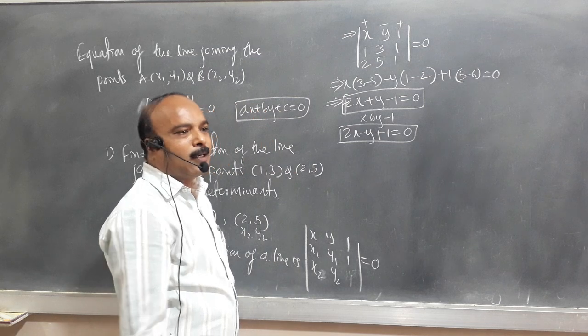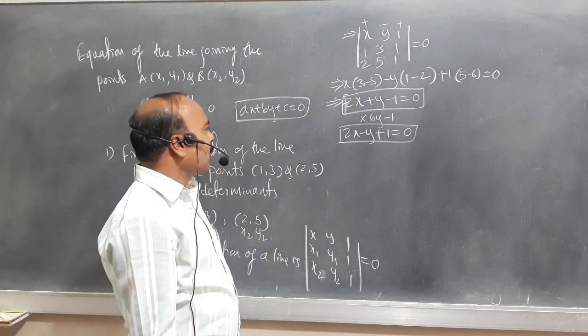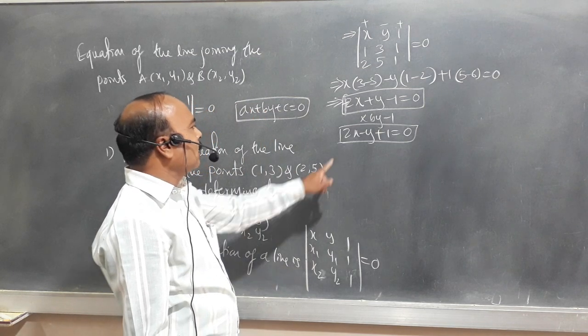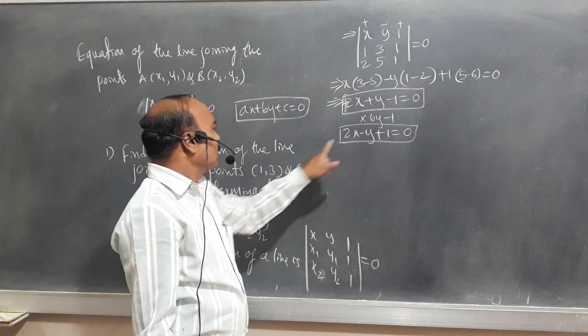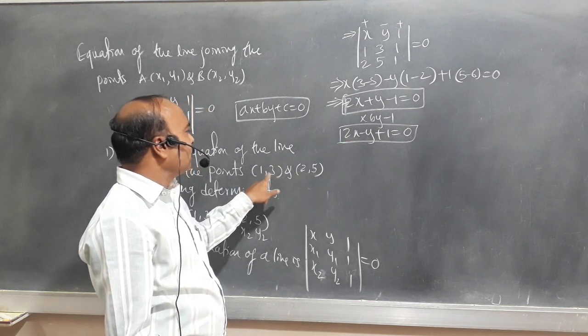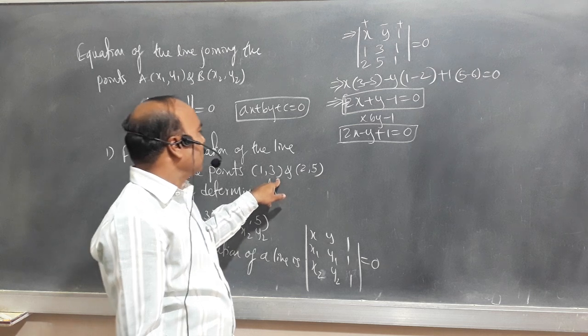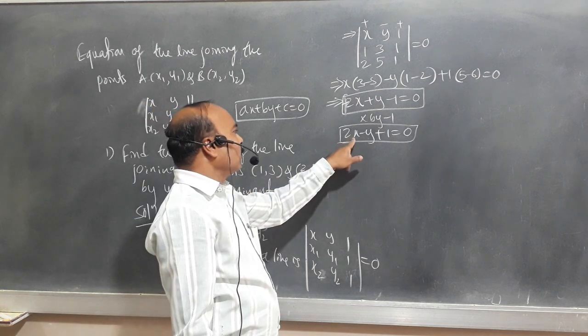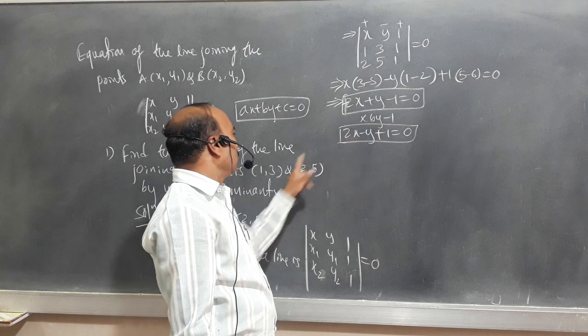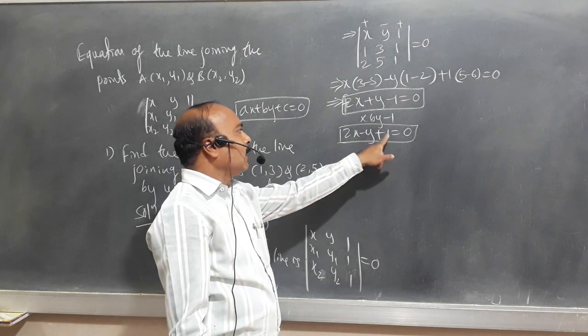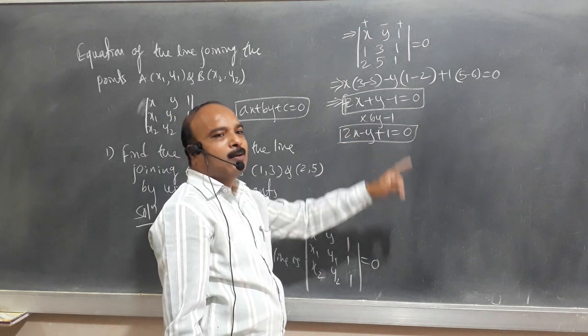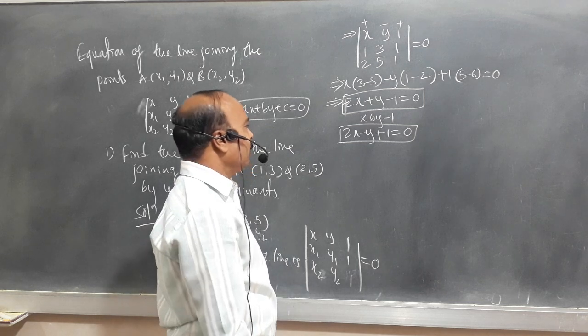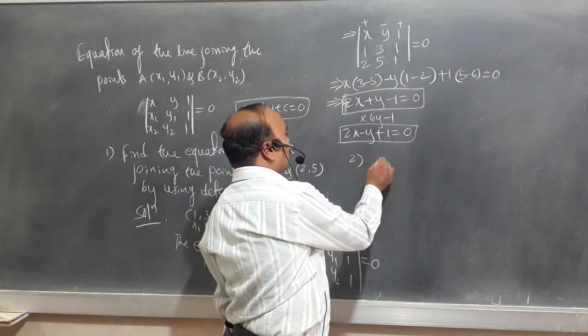Now we verify whether the result is correct or not. Just put one point's values here for x and y. If you take the first point, x is 1, y is 3, putting x equal to 1 we get 2 into 1, 2 minus 3 plus 1, then 3 minus 3 equal to 0. It is the verification.